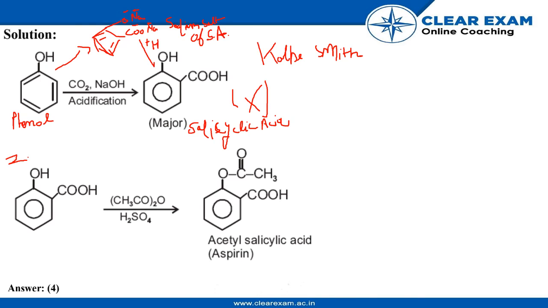And in our second reaction, the second reaction is esterification. In this, we are reacting our salicylic acid with CH3CO2O, that is acetic anhydride, to form aspirin.